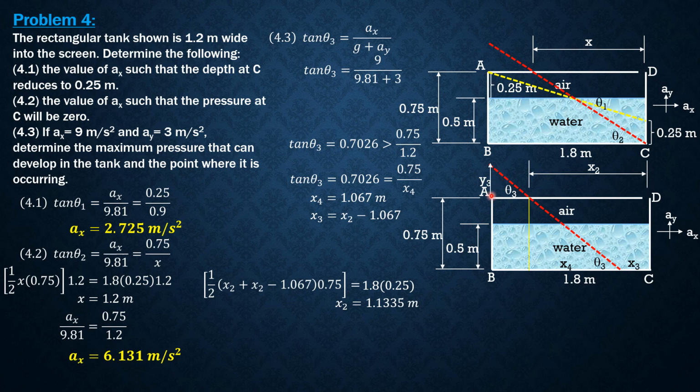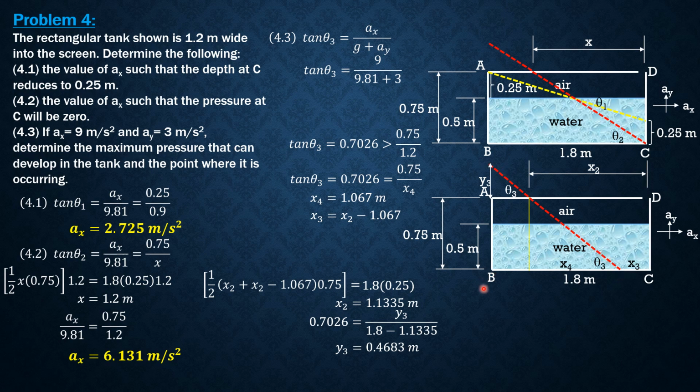Having found x sub 2, we can now compute y3, because this is also theta 3. So tangent of theta 3, which is 0.7026, is y3 over this distance. And this distance is 1.8 minus x2. So 0.7026 equals y3 over 1.8 minus 1.1335, which is x2. So y3 is 0.4683 meters.